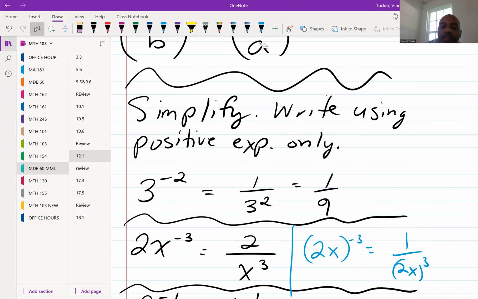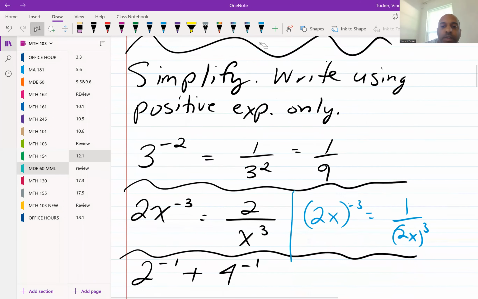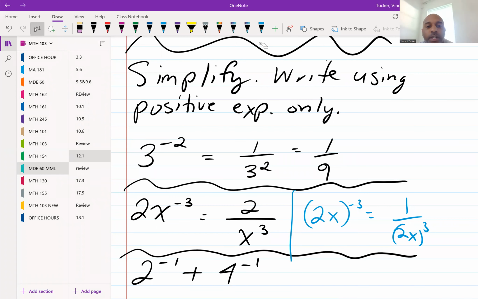So if the directions say simply write using positive exponents only. We have 3 to the negative second power. If I want to write that with a positive exponent, drop the 3 to the negative second, 3 to the second down bottom to make it positive, and 3 to the second power is 9.